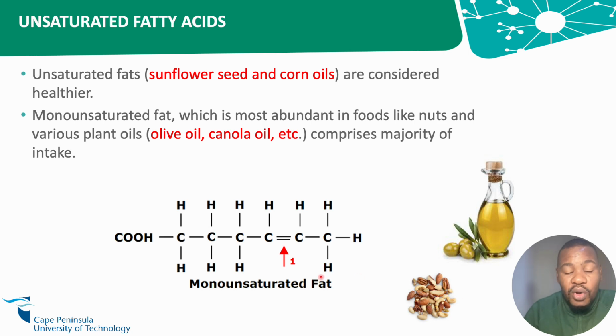We see mono, like we said, monosaccharide means one. So here we see that there is one double bond present in this fat molecule. In other words, it is missing two hydrogen atoms. You can see here there's no hydrogen here, and no hydrogen here, because of this double bond. So this is a monounsaturated fat.